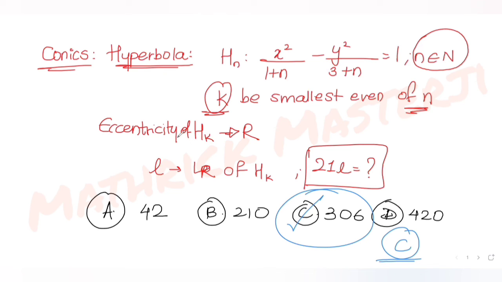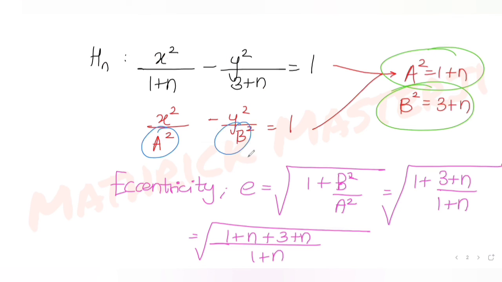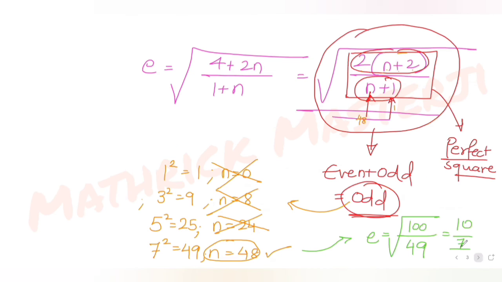I hope you have understood how to solve this type of questions on hyperbola. So we just compared our question's equation with the general equation of hyperbola. We got a square, we got b square. From there, we got eccentricity, which is root of 1 plus b square over a square. Once I got that, I just figured out the value of n I should have to have my eccentricity of the hyperbola as a rational number, which was given to us. So I got from here that n should be 48, and when n is 48, your eccentricity turns out to become 10 over 7.